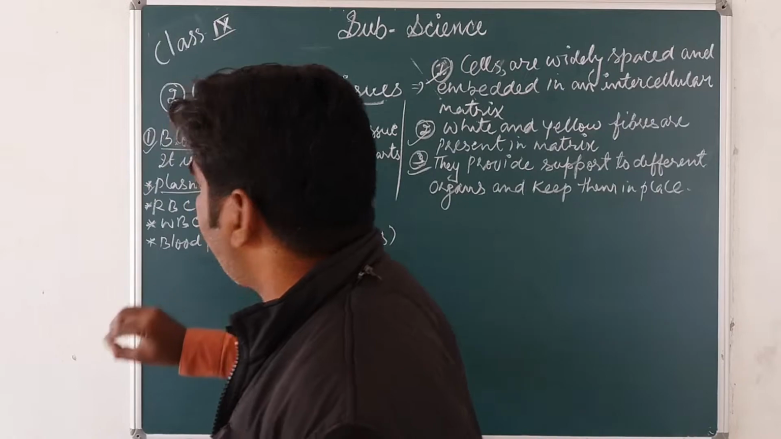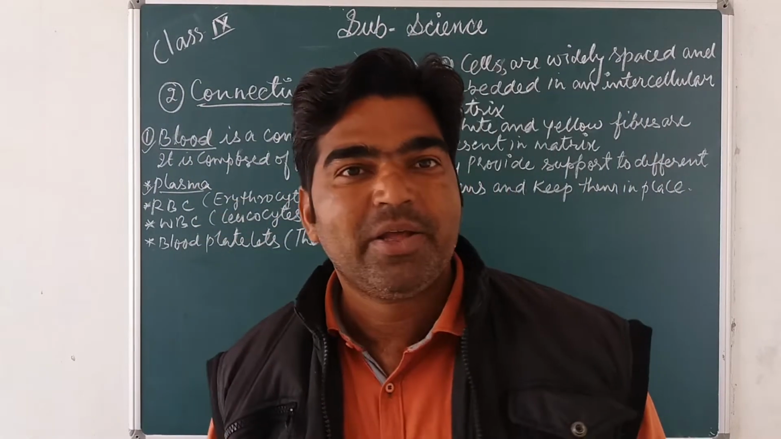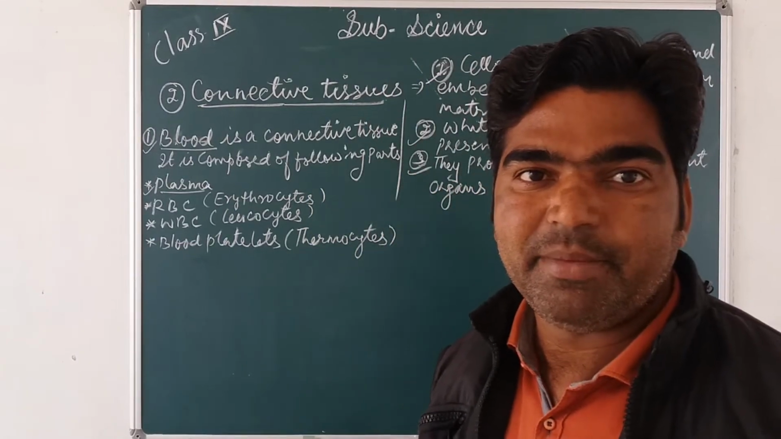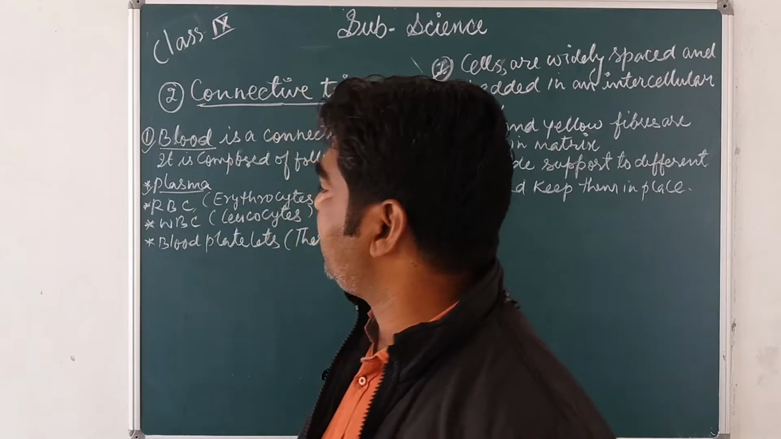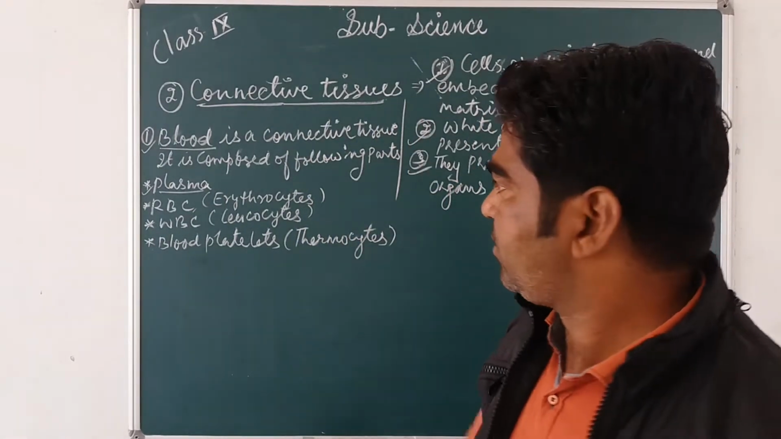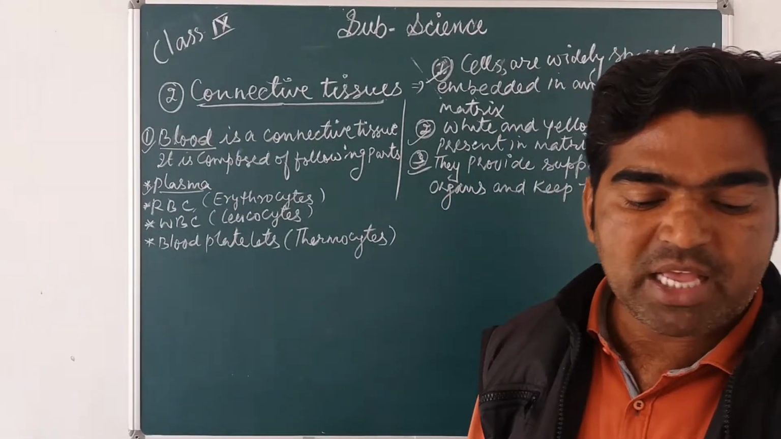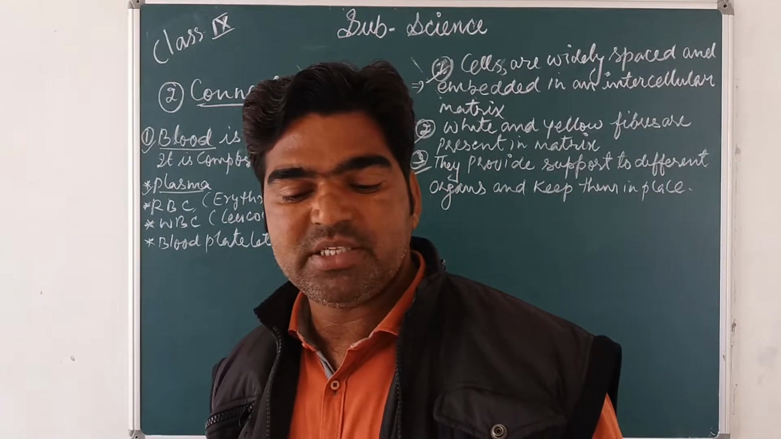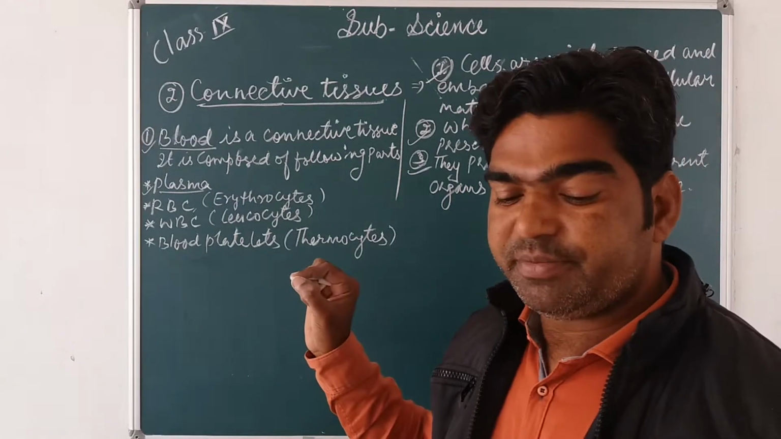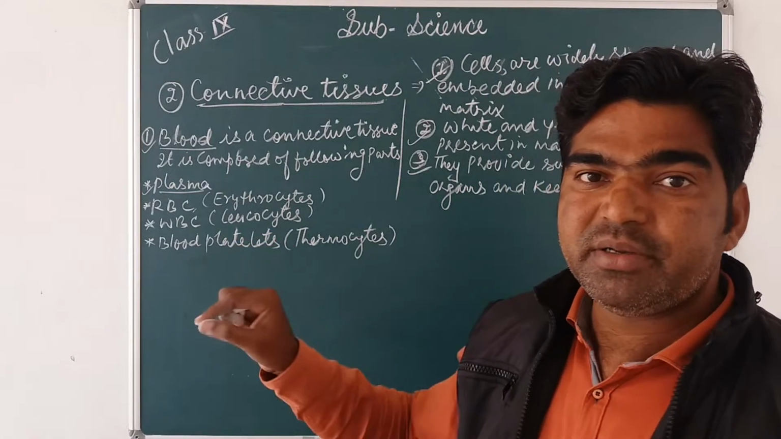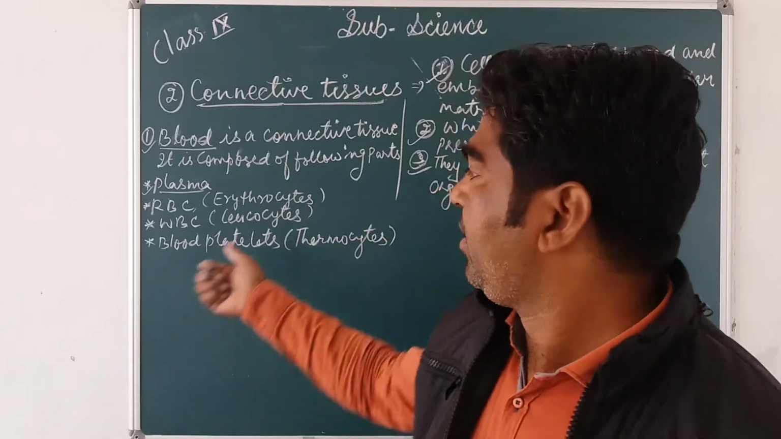Plasma. You know, these days this word is mostly used in coronavirus plasma therapy. So plasma is what remains when we remove the RBC, WBC and blood platelets. That pale yellow color is known as plasma. This plasma is the fluid matrix of blood. It is a pale yellow liquid with 95% water.